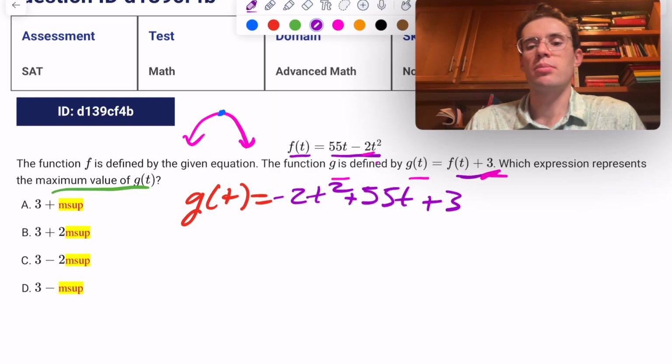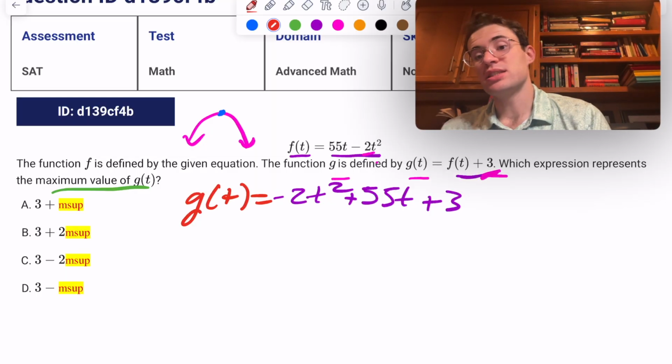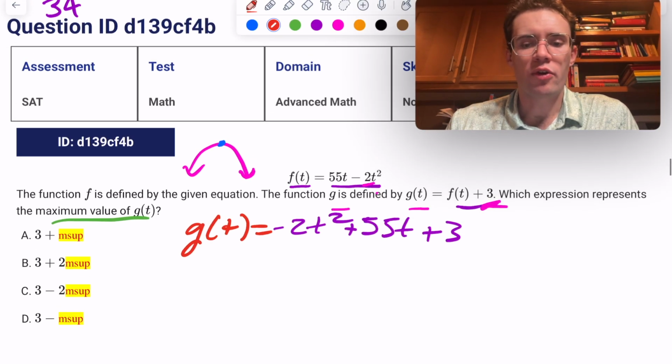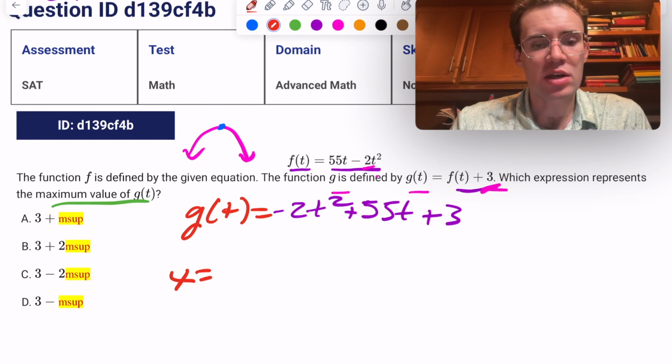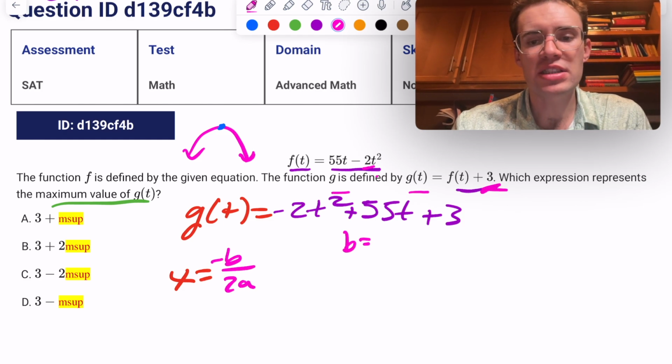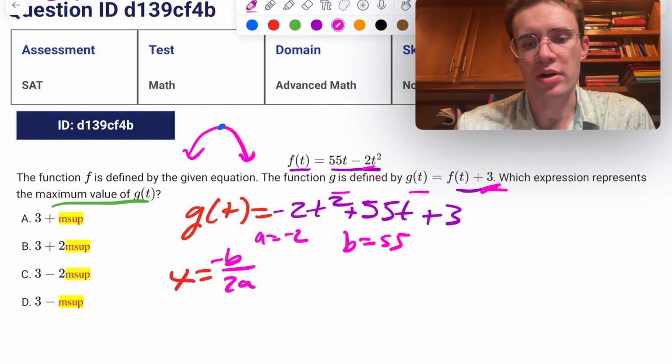So -2t squared plus 55t plus 3. Doesn't really matter, but if you're trying to figure out the a, b, and c values, then you're not going to mess it up. So if we want to do it using the axis of symmetry, we'd say x is equal to -b over 2a. Now our b value is 55, and our a value is -2. C would be 3. We don't need that for this.